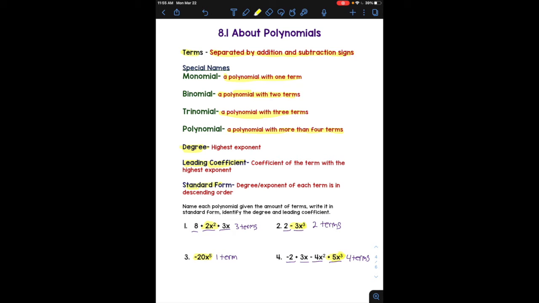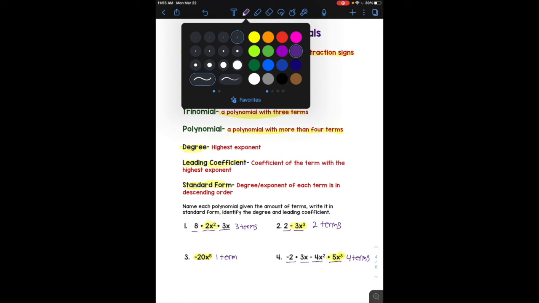And lastly, we'll talk about standard form. We're going to rearrange the terms so that the degree or exponent of each term is in descending order.